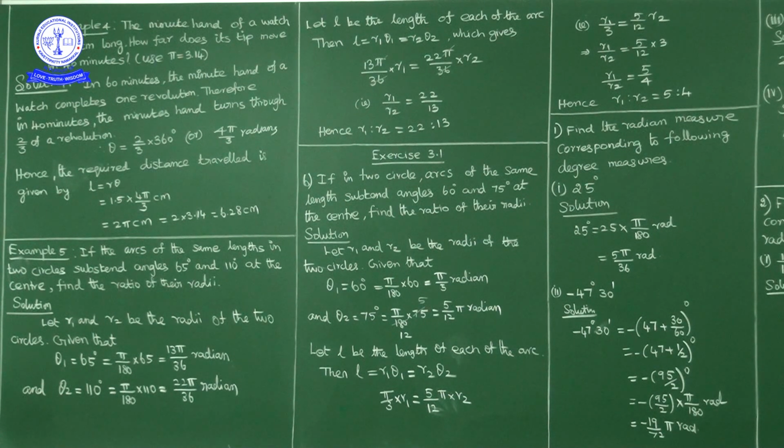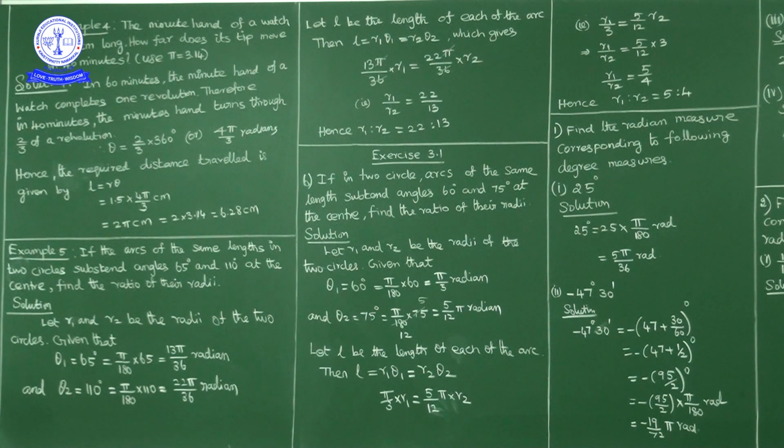And one more point I told you, if in a circle of radius r, an arc of length L subtends an angle theta radian at the center, then relation between L, R and theta, where L is length of the arc, R is radius of the circle and theta is angle in radians, is L is equal to R theta. Now example 1, example 2, example 3 already we discussed.